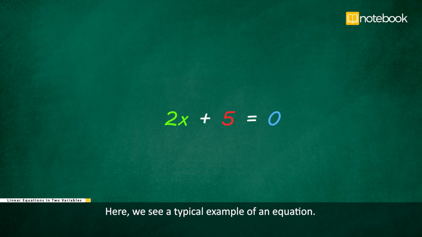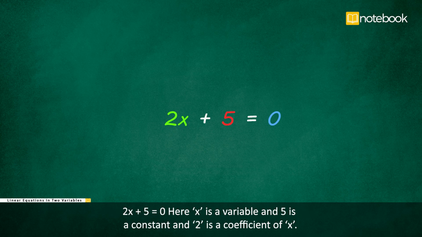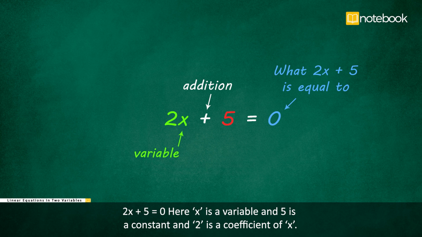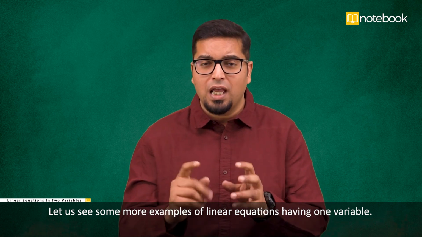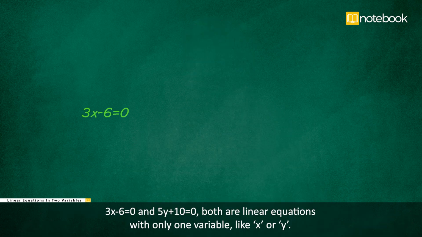Here we see a typical example of an equation. 2x plus 5 is equal to 0. Here x is a variable and 5 is a constant and 2 is the coefficient of x. Let us see some more examples of linear equations having one variable. 3x minus 6 is equal to 0 and 5y plus 10 is equal to 0. Both are linear equations with only one variable, like x or y.